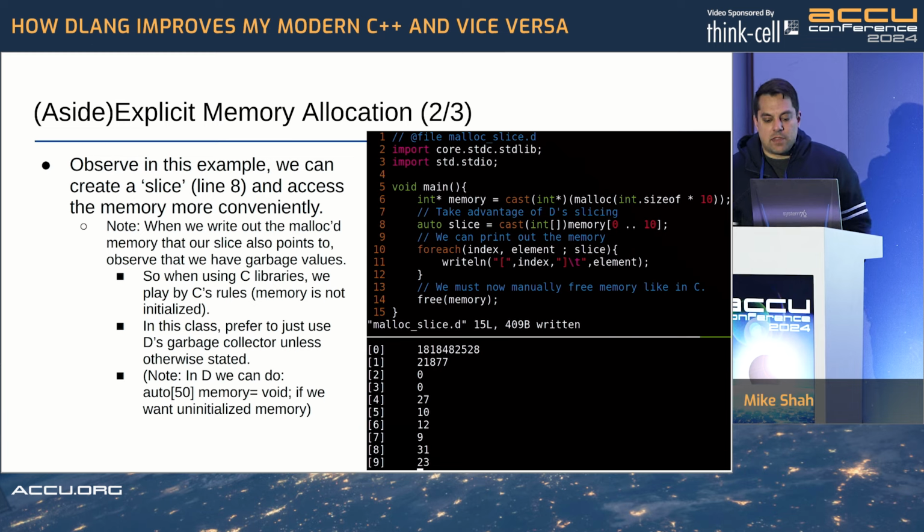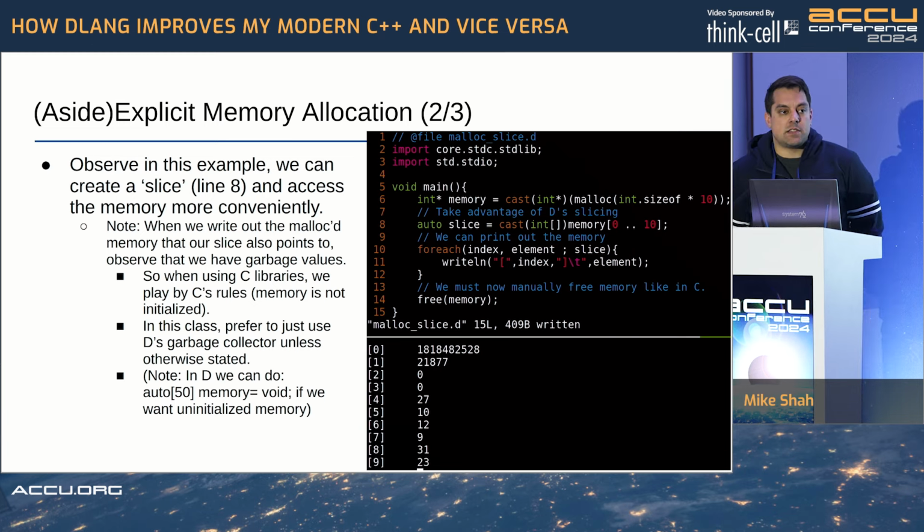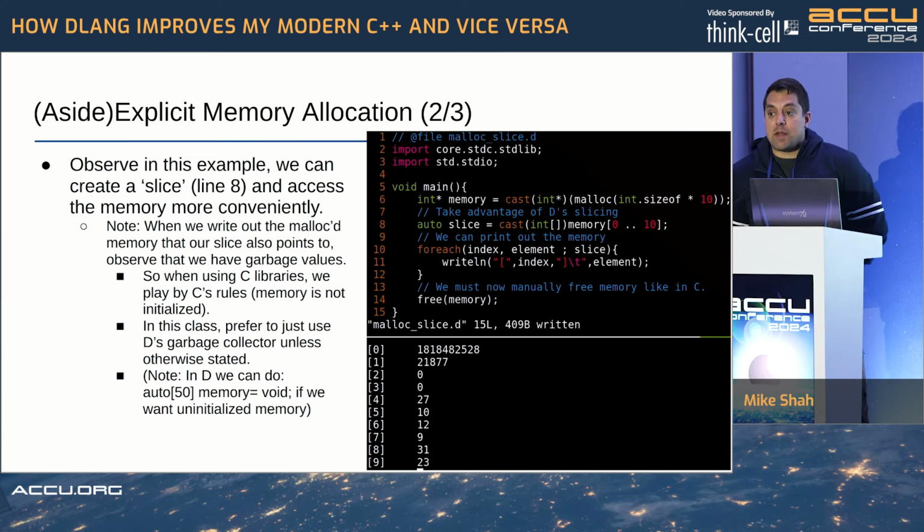And the benefit with D is even while you're using some of these features from C, for instance, like mallocing memory, you can actually take slices, as I'll introduce here in a moment, or ranges, just like you normally would. So at line 8, I have a little example of a range here, but I'll explain that in another slide. So there's a convenient way to access memory, bounds check it, and so on.